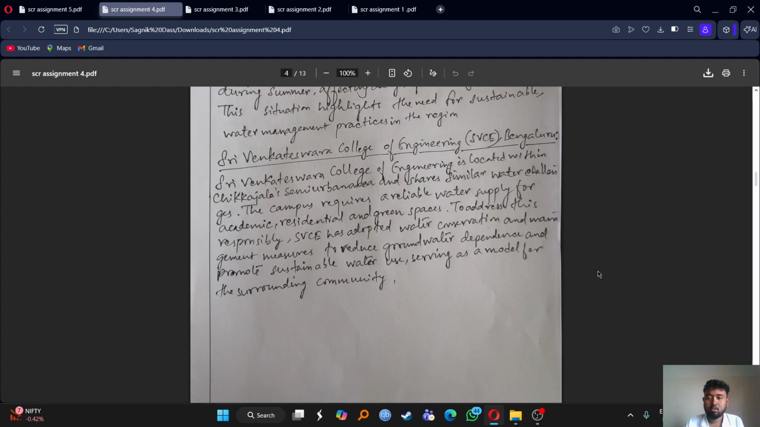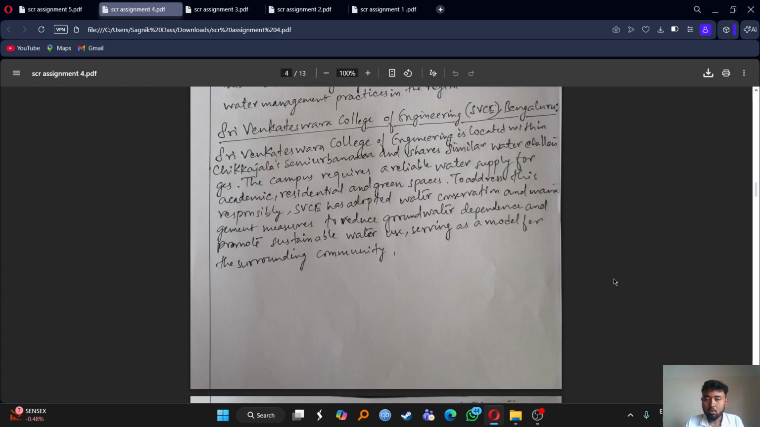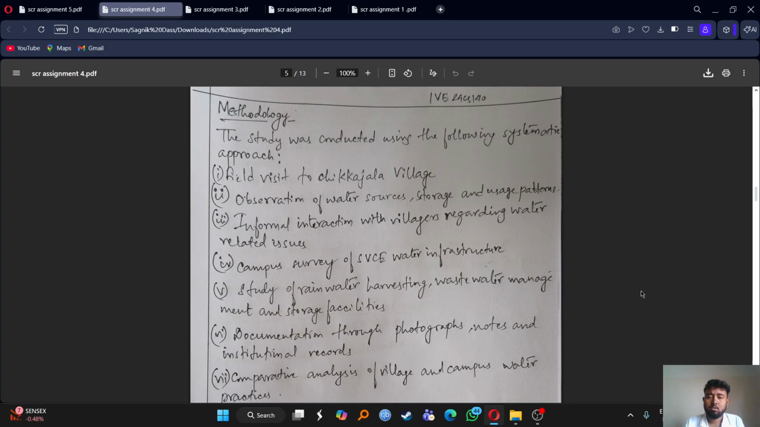Sri Venkateswara College of Engineering, within the Chikjala semi-urban area, shares similar water-related challenges. The campus requires a reliable water supply for academic, residential, and green spaces. Obviously, a huge amount of water is used on a daily basis by the campus. So, water conservation should be responsibly done in this campus as well. Okay, so the methodology followed a systematic approach.